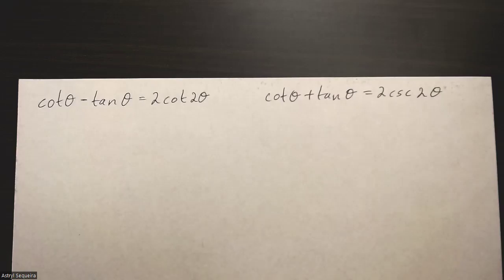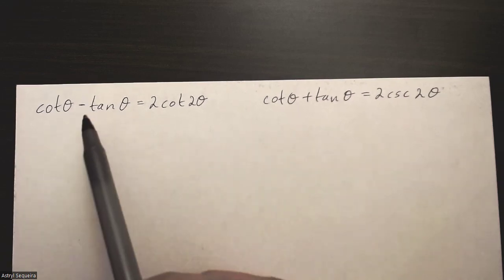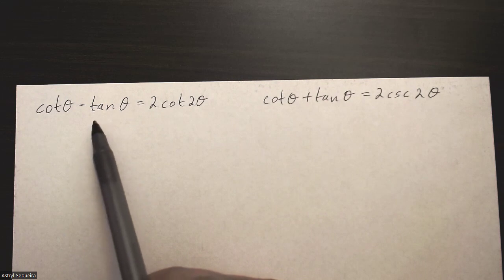All right, in this video, we want to prove these trig identities over here. And I think all of them are double angle ones. So, well, not all, but most. Let's get started with the first one over here.